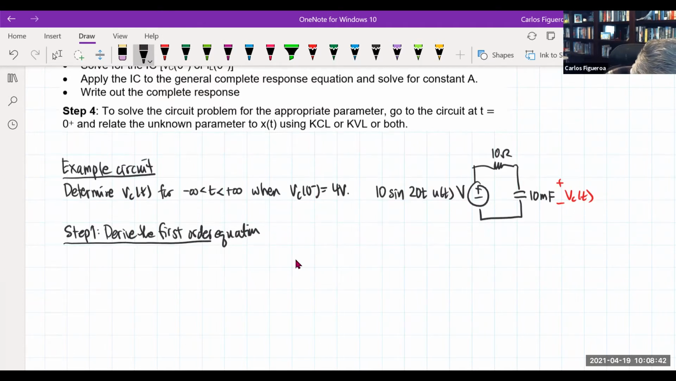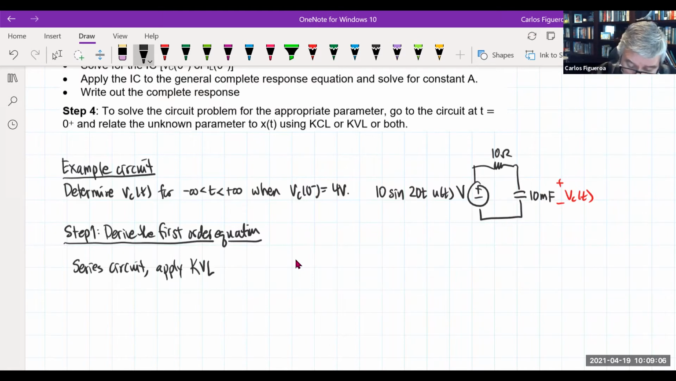That's the first thing that we want to do. So what am I going to do? Well, this is a series circuit, so I should apply KVL, because if I applied KCL, it doesn't tell me anything. Because this is a series circuit, apply KVL.